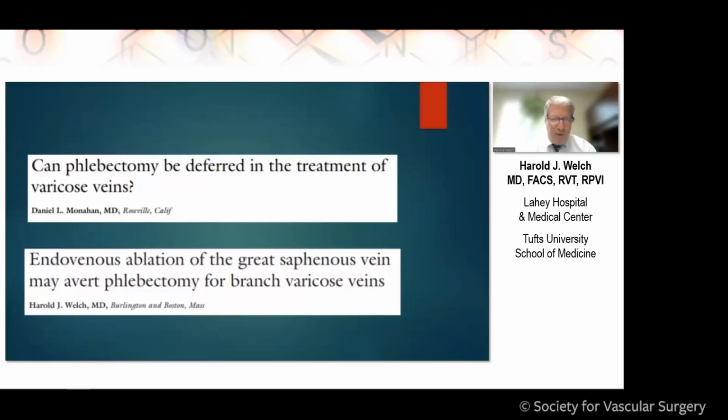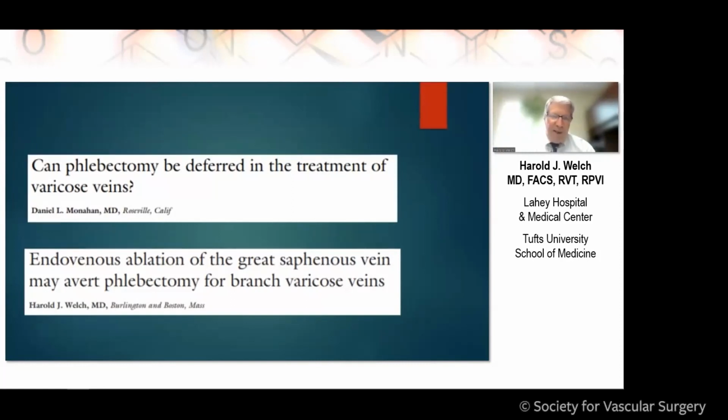Dan Monahan in his 2005 JVS paper reported that 24% of varicose veins resolved completely after RFA with the first generation catheter. And of those that did not resolve totally, 89% decreased in size. He also found that 41% of the limbs treated with RFA of the great saphenous vein did not require further treatment.